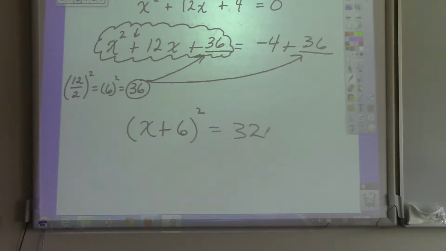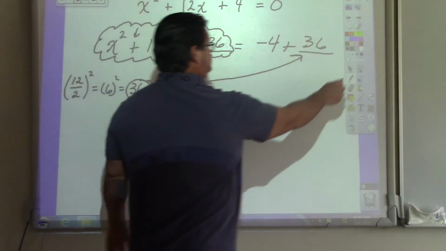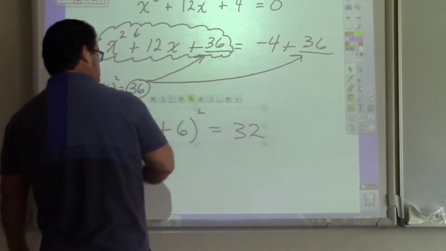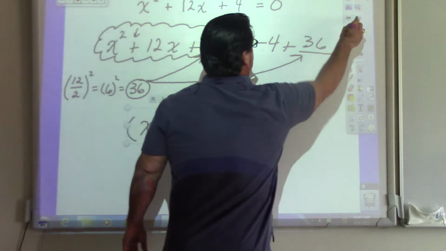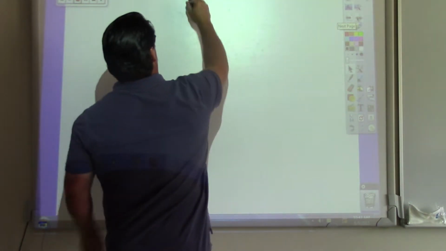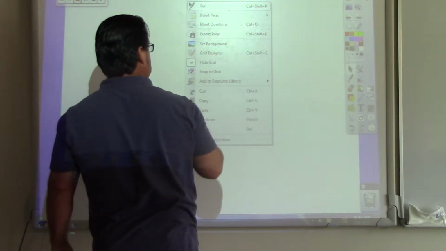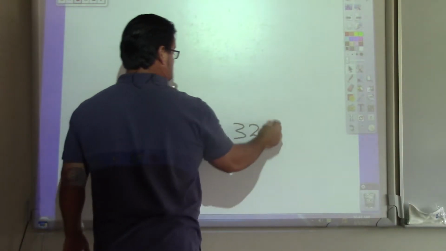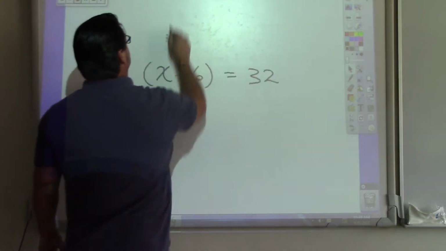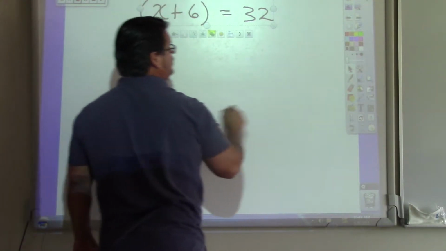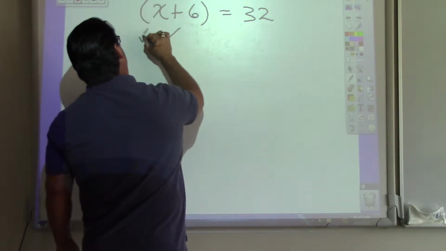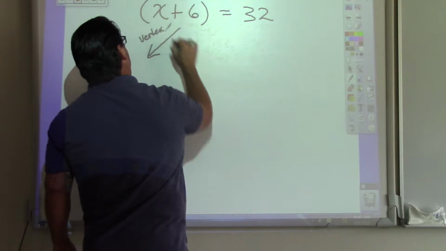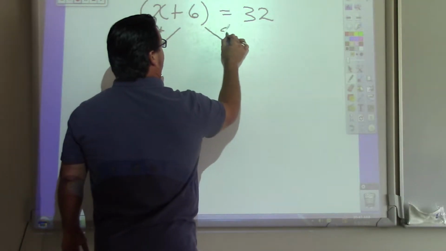So I'm going to take that to the next page. I'm going to draw an arrow here and I'm going to put vertex. I'm going to draw an arrow here and I'm going to put solve for x.